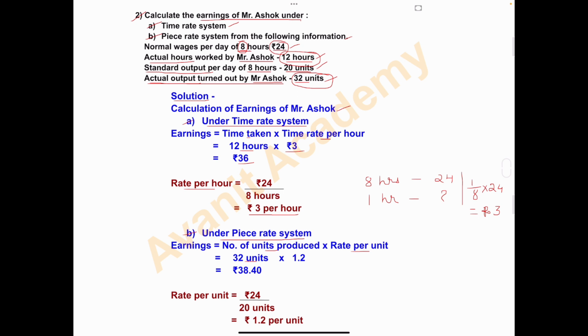Okay. For 8 hours, the wage rate is rupees 24, and in that 8 hours, how many units can be produced? 20 units. The rate per unit is rupees 24 divided by 20 units, rupees 1.2 per unit. Here, rate per unit is 1.2. 32 into 1.2, answer is 38.40. So under piece rate system, earnings is rupees 38.40.